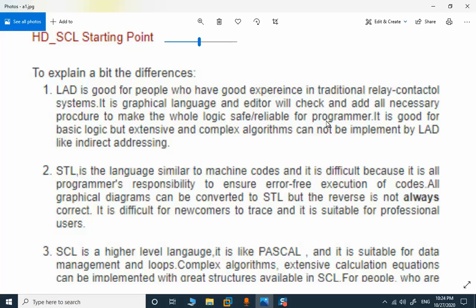Like the ENO mechanism is the example here. You just insert the blocks and connect them in ladder, but the ENO mechanism will ensure that the result of the calculation will be valid.